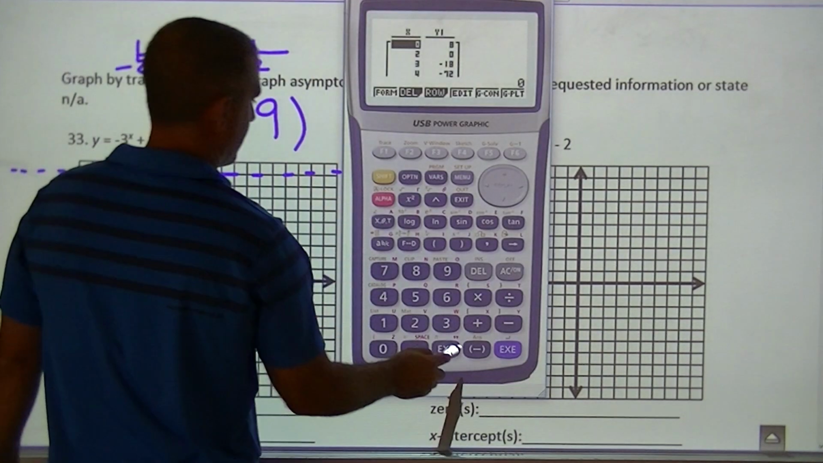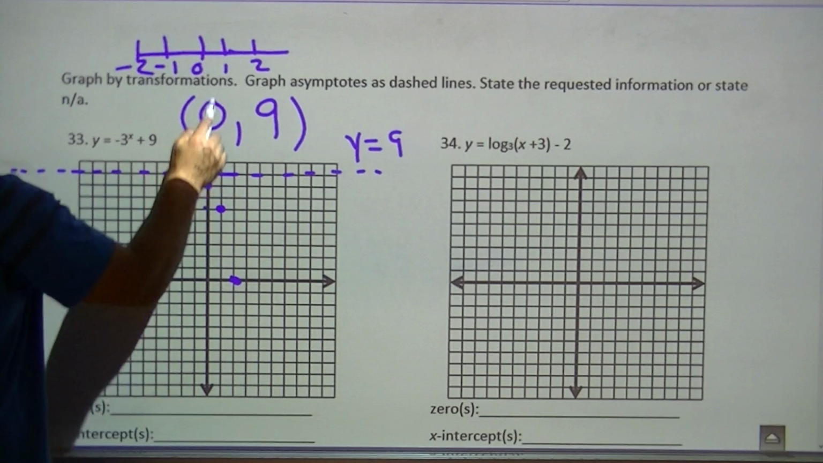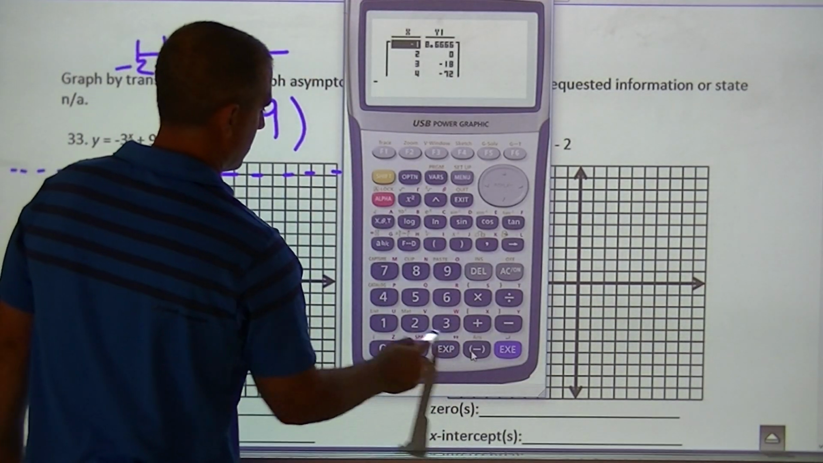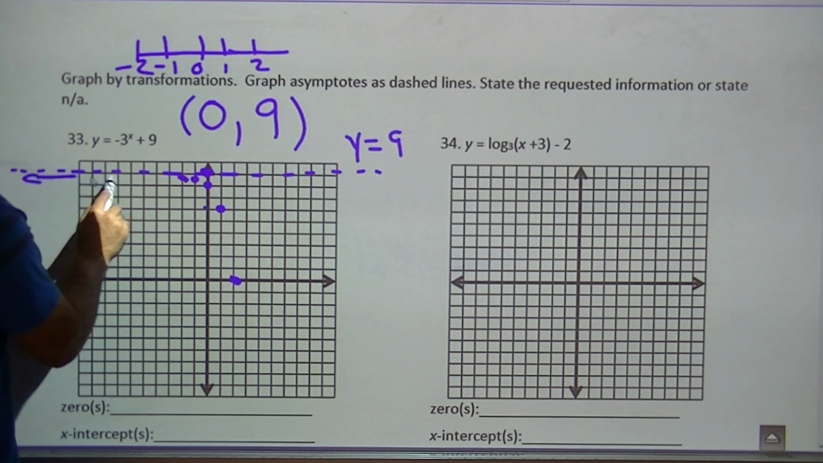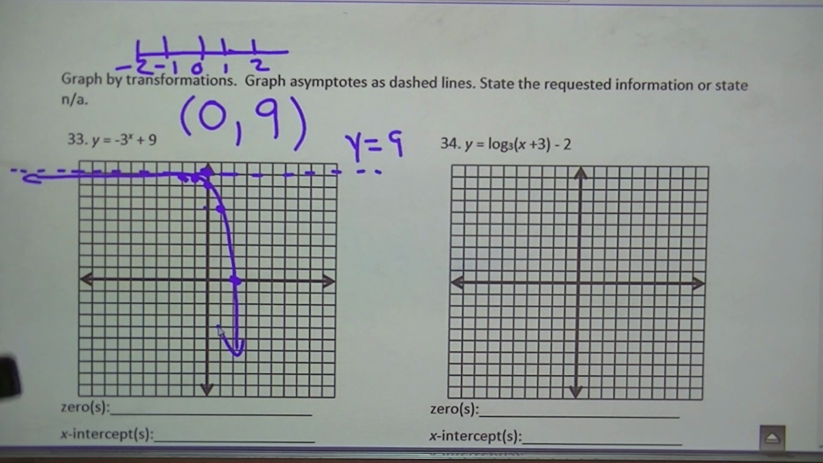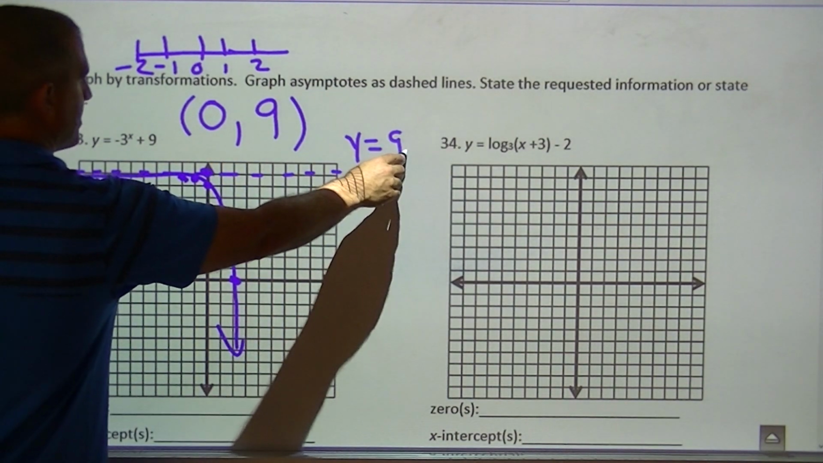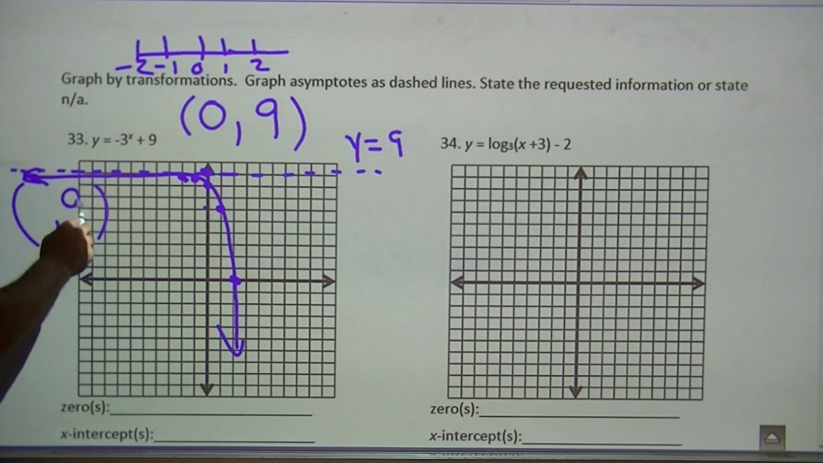Okay, negative 1. It's this right here. And then negative 2 will be close to this as well. So what this graph looks like is this. Okay? Now, what you want to do when we find this stuff is label your arrows. Well, one of these is y equals 9. If you see this is approaching, this arrow will have a coordinate of 9 because this approaches 9.